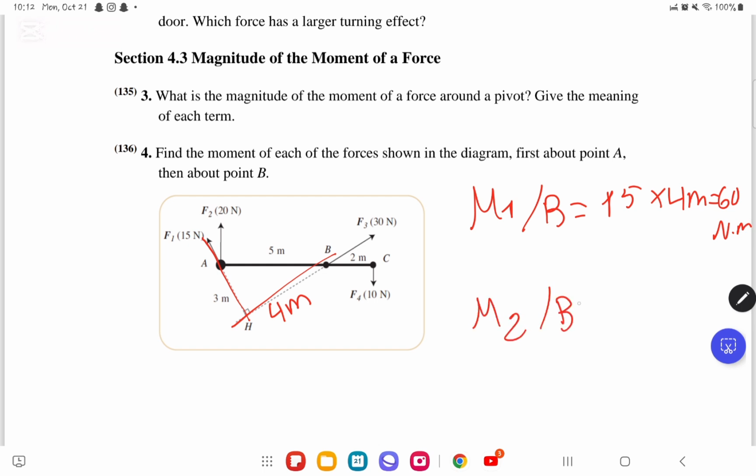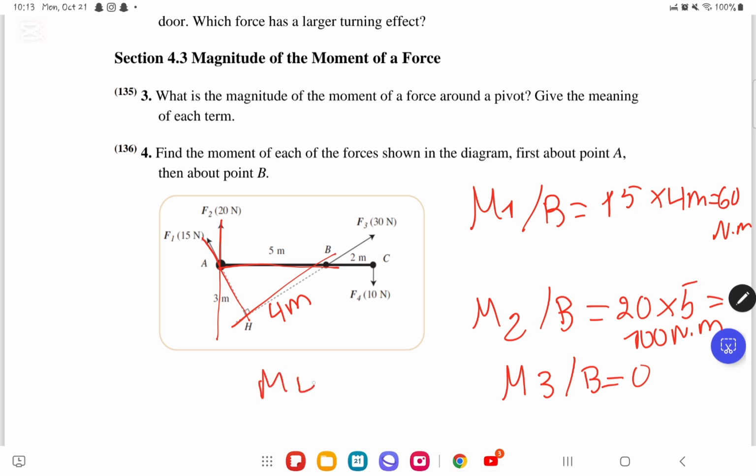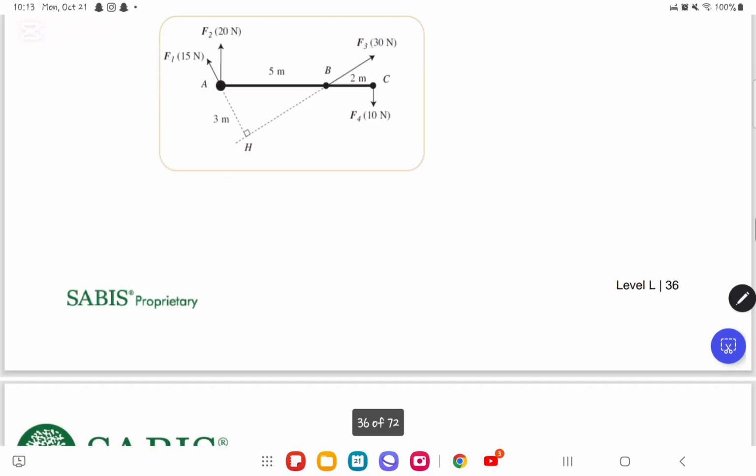Then moment 2 about B is force 2, which is 20 newtons, multiplied by the perpendicular distance from the force to axis B, which is 5 meters. So it is 100 newton meters. Now F3 is passing through the axis B, so moment 3 about B is 0. And finally, moment 4 about B is going to be 10 times 2, which is 20 newton meters.